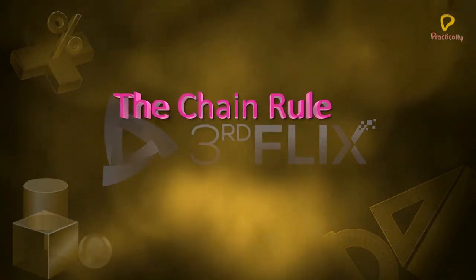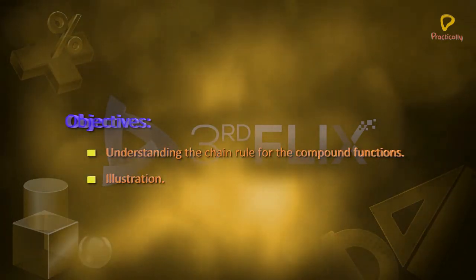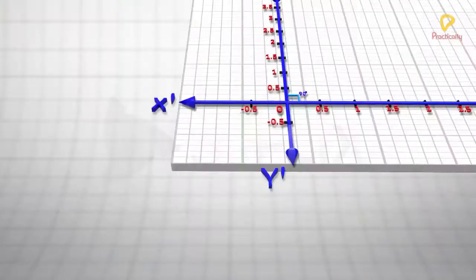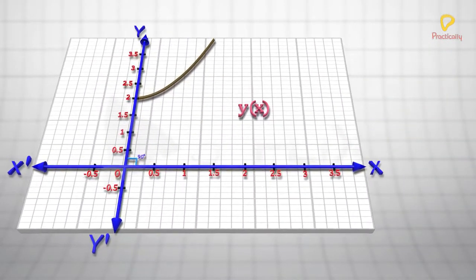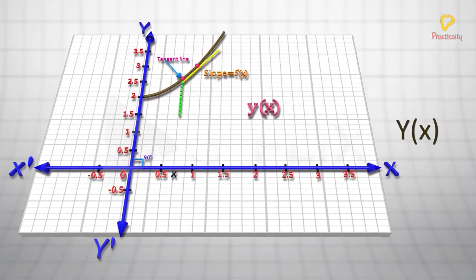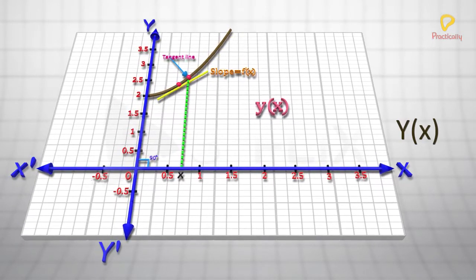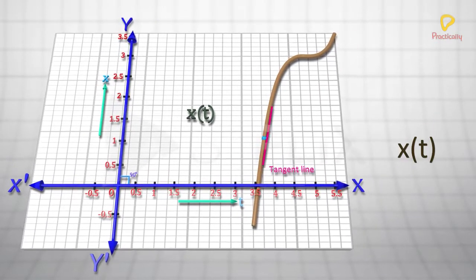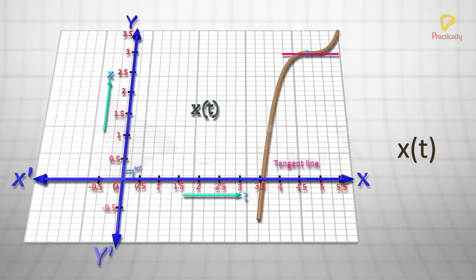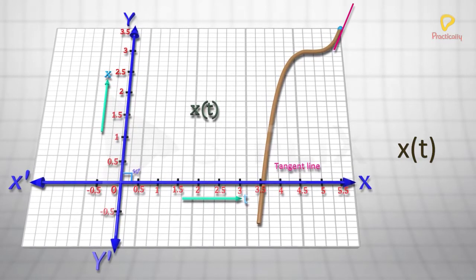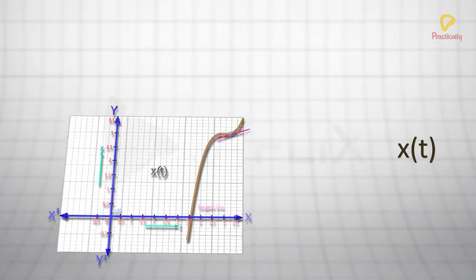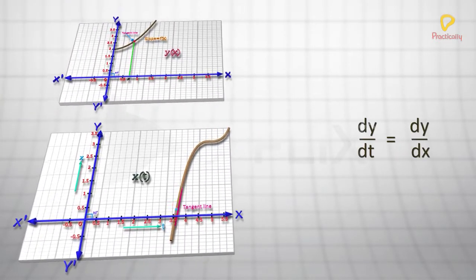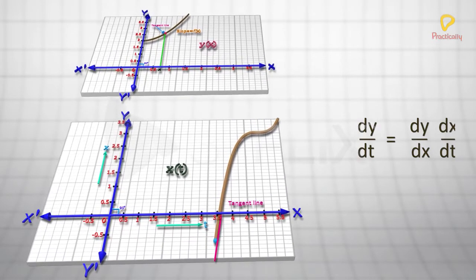The chain rule. Let's assume that a variable quantity y depends on another variable quantity x, and x depends on yet another quantity t. Then the rate of change in y is equal to the product of these two rates of change. And therefore, dy by dt is equal to dy by dx into dx by dt.